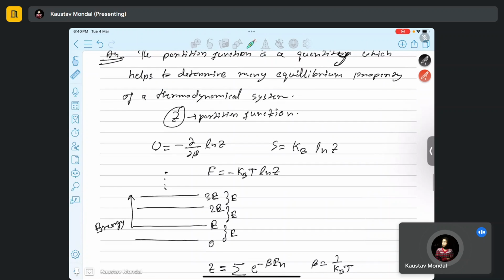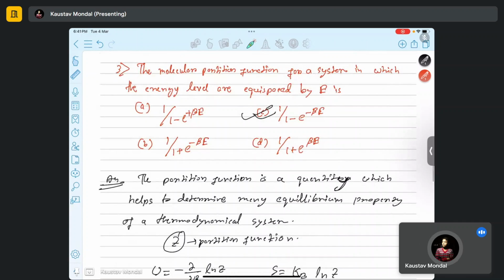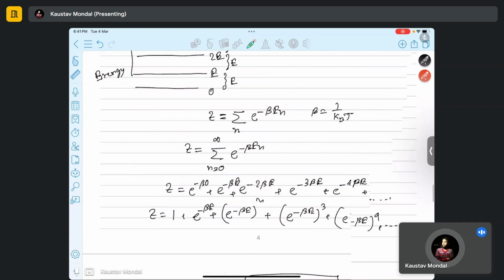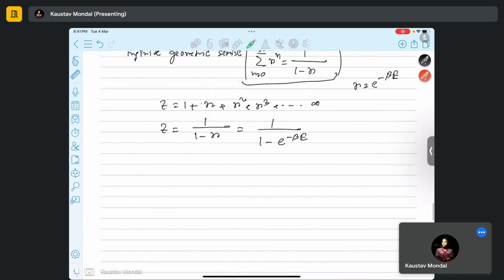The result is basically matching with option C. So problem number 3 is done. Now comes problem number 4.